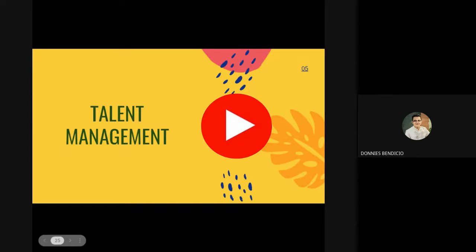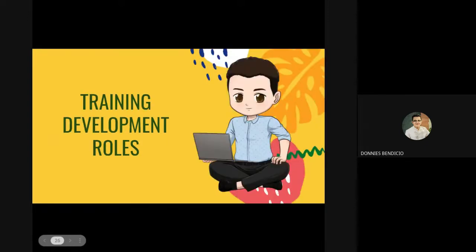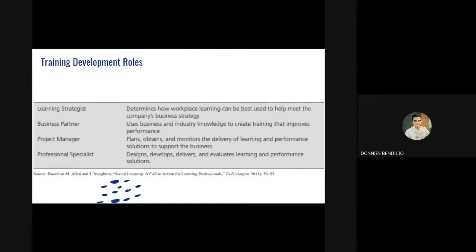Okay, so after giving a brief background on talent management and its importance, let's proceed with some training development roles. There are different training development roles. We have learning strategists, who determine how workplace learning can best be used to help meet the company's business strategy. We also have business partners, who use business and industry knowledge to create training that improves performance.